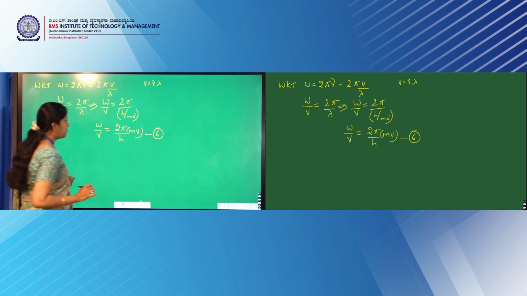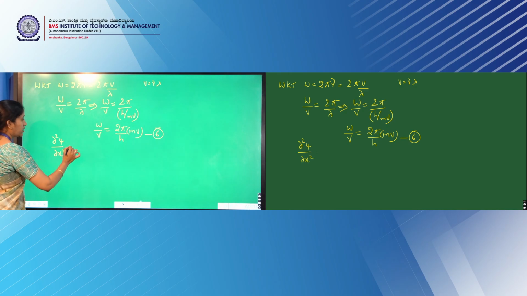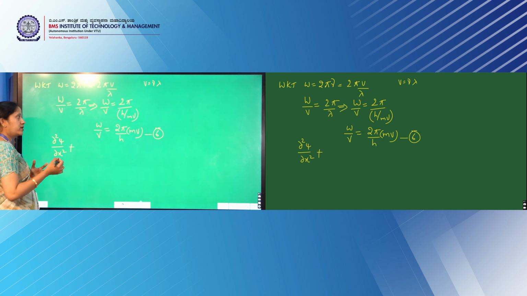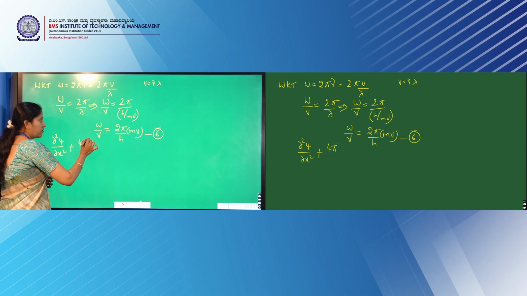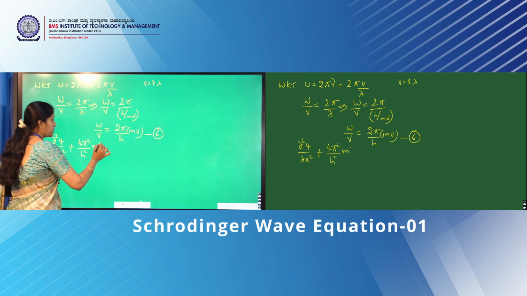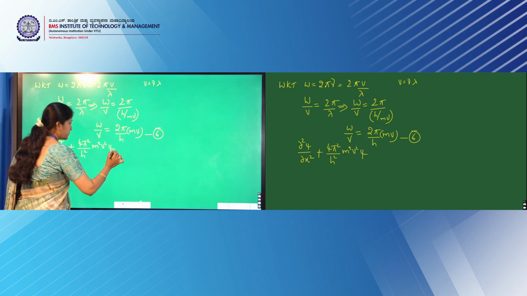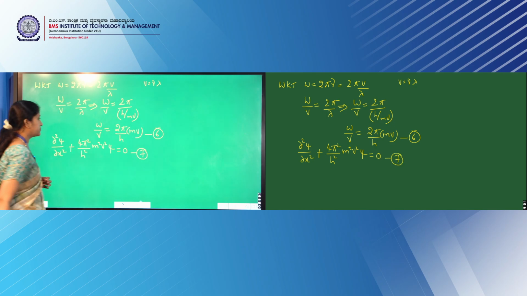So we can substitute the value of omega by v in the previous equation, that is del square psi by del x square plus omega by v is this much. So omega square by v square we want, which can be written directly as 4 pi square by h square m square v square of psi equal to 0. You can call this as equation 7.